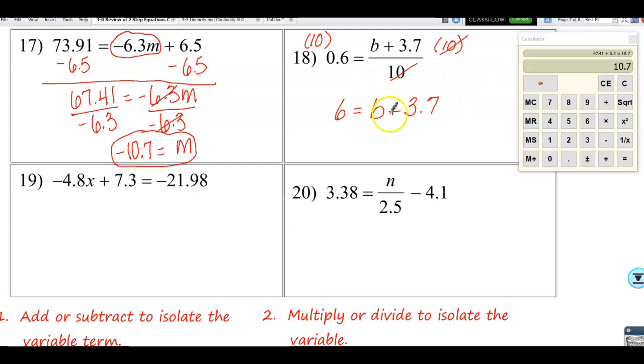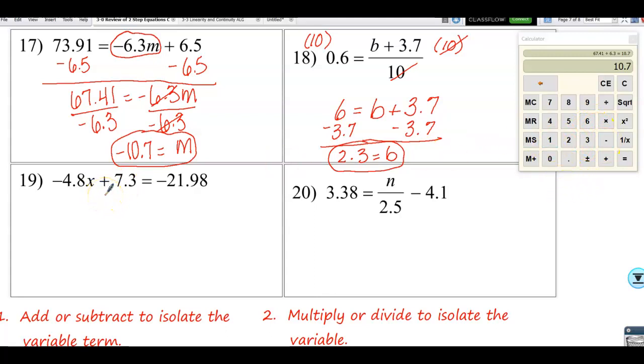Now our second step, since b is right here, is to get rid of this plus 3.7. We can do that by subtracting 3.7 from both sides. And actually that gives us 2.3 for 6. No calculator needed. Unless I'm wrong, in which case someone will tell me. I think I'm right. All right, you could have put it in the calculator though, just 6 minus 3.7.